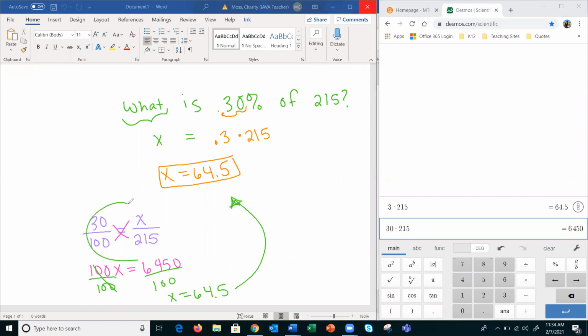So whether you choose to do the proportion or the equation, it's all good.